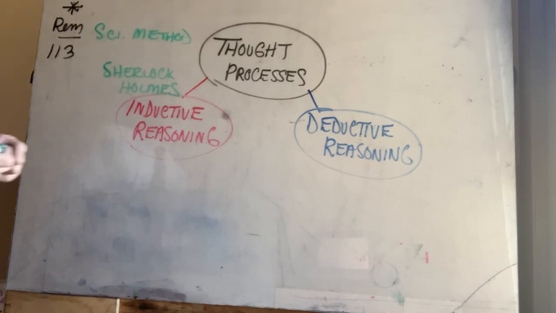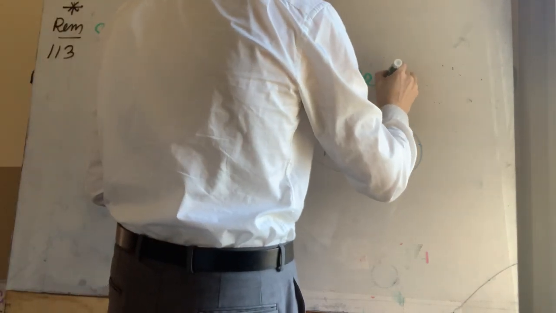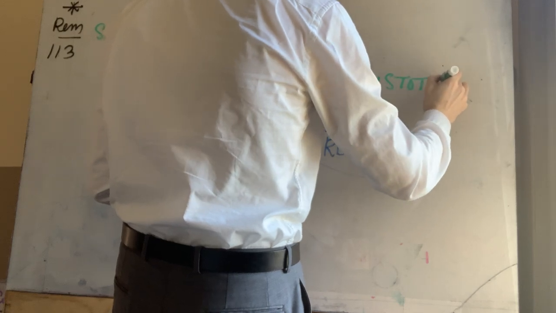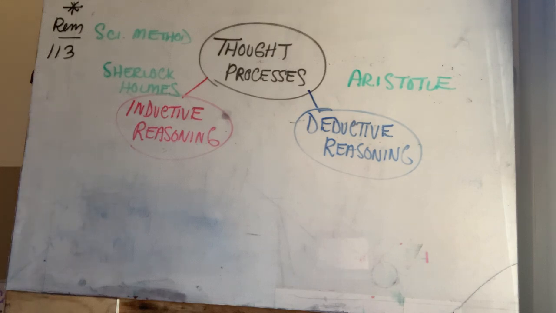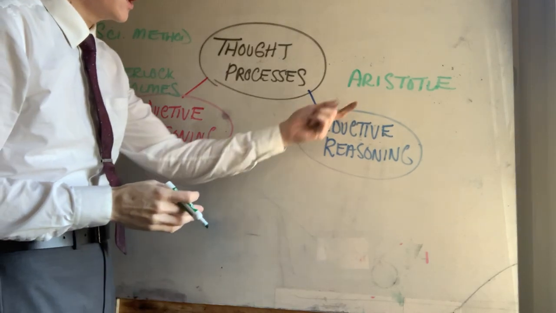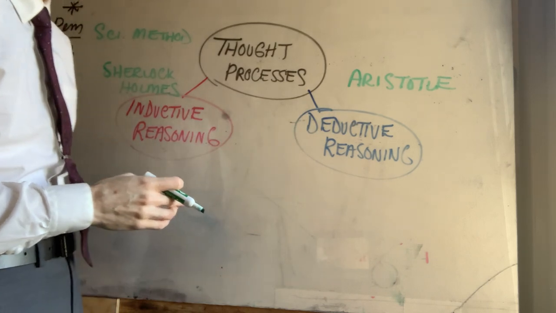When you think deductive reasoning, think Aristotle, who was, in fact, a real person. The student of Plato, who was famously the student of Socrates. And the Socratic method is basically handed down to us from Aristotle.